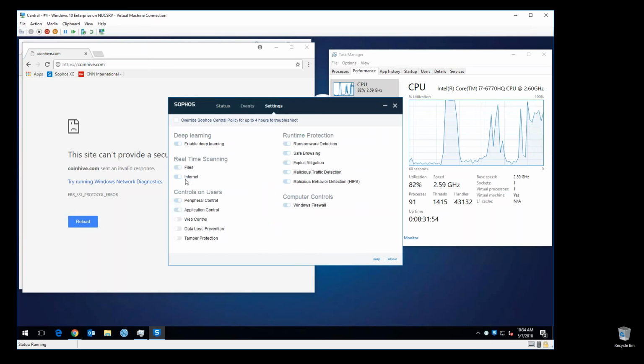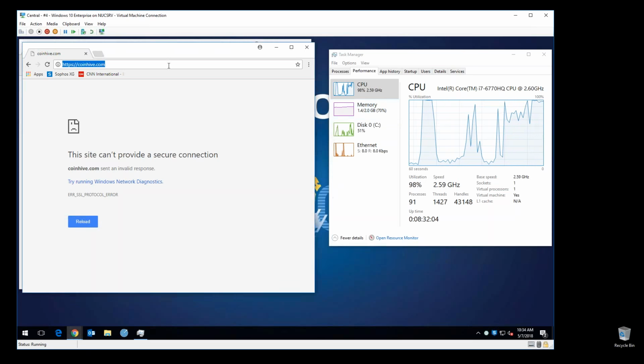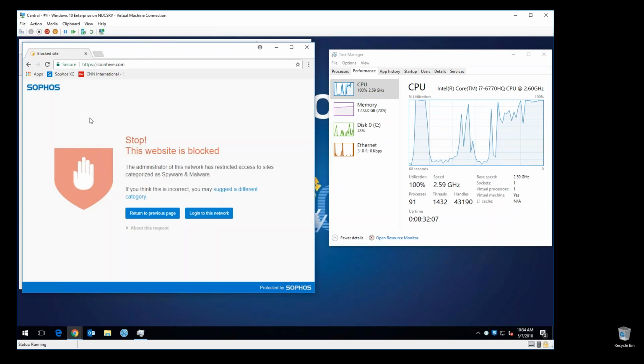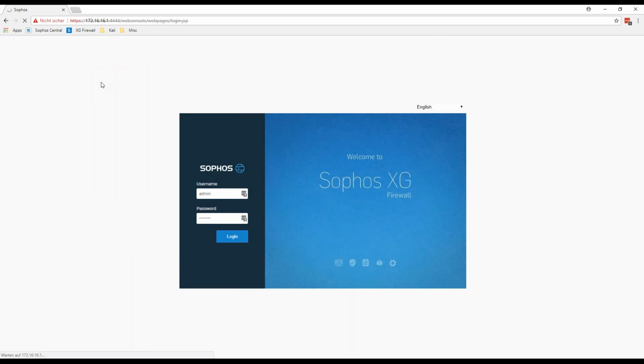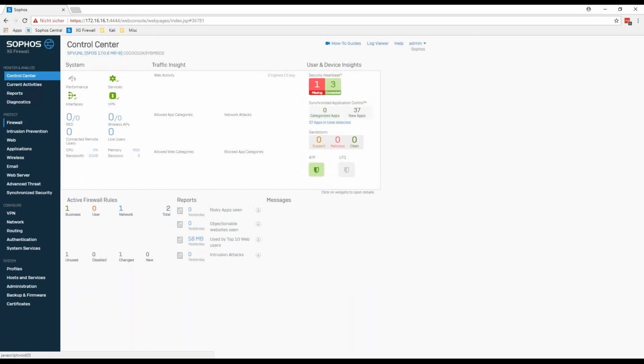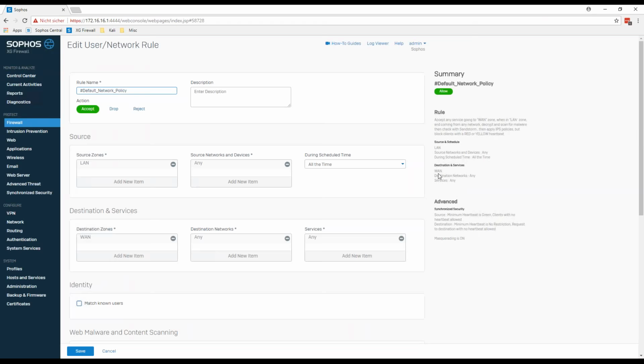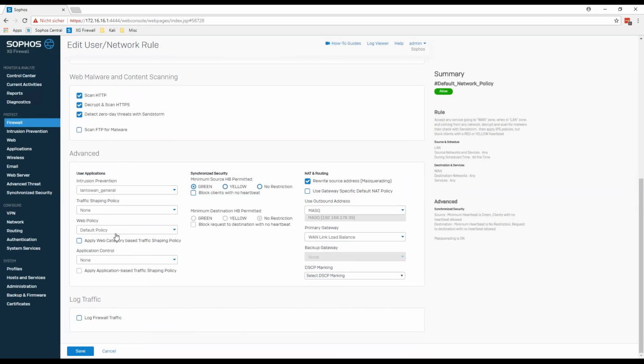But in case you wouldn't have this protection on the endpoint, so we'll just turn it off, you will still, with Sophos products, have protection for web-based components. So when going to CoinHive.com, you can see, okay, here's our XG firewall, which is also capable of stopping these attacks. Why? Because in the XG firewall, we have our firewall rules in place. And in this firewall rule, I can specify basically that I want to have a web policy applied. In this case, it's just the default policy. In the default policy, we are blocking the hacking category, and therefore we are not capable of accessing CoinHive.com, or any websites that are compromised with this CoinHive script or similar cryptojacking tools.